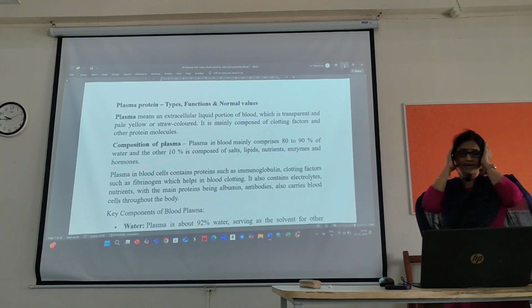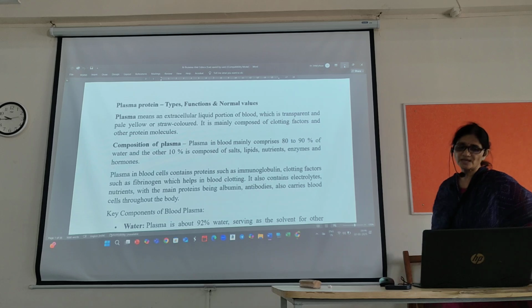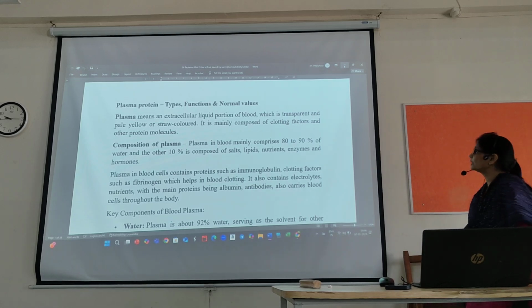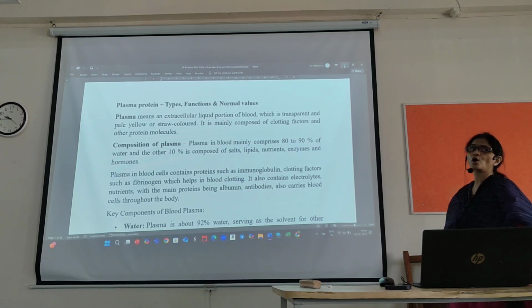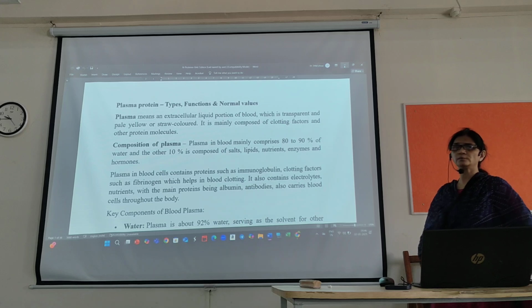Okay, so let's start. What is plasma here? So plasma means an extracellular liquid portion of the blood which is transparent and pale yellow or straw colored. Okay, straw, what is straw here?